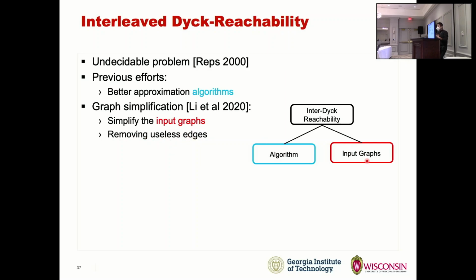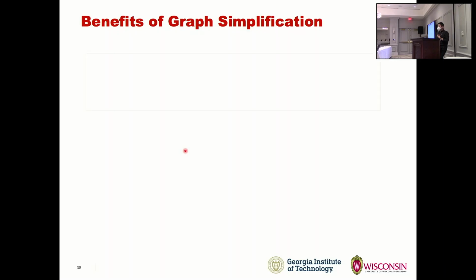So we know that we are solving a reachability problem, and there are many edges in your graph. Some edges will be useful, meaning that they contribute to certain interdike paths. Of course, some edges will not. Those edges are useless edges. If somehow we can remove those useless edges, it will improve the performance of the whole framework. Okay, then let's talk about the specific benefit.